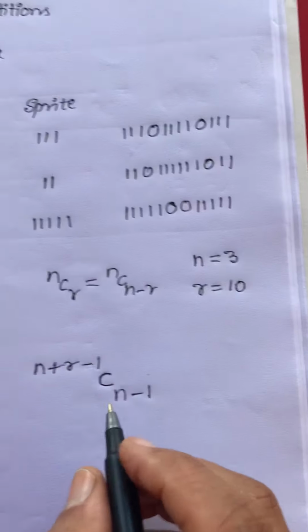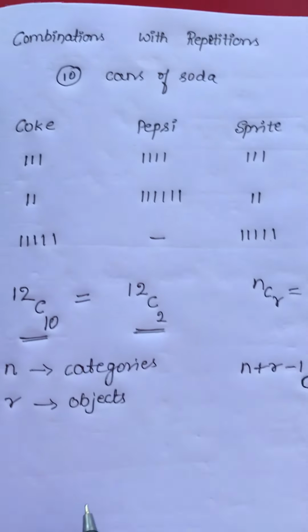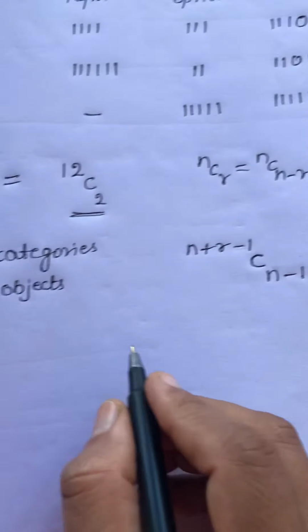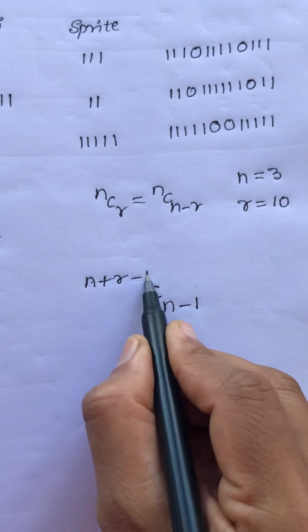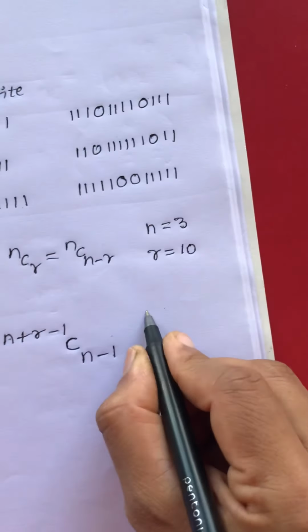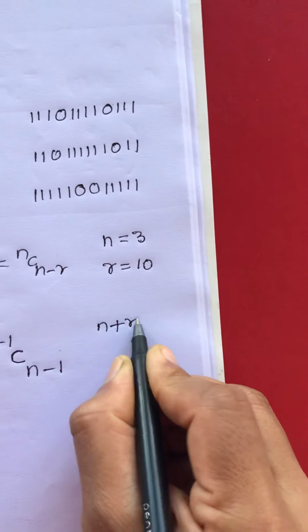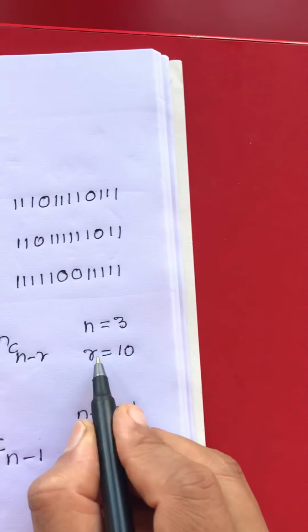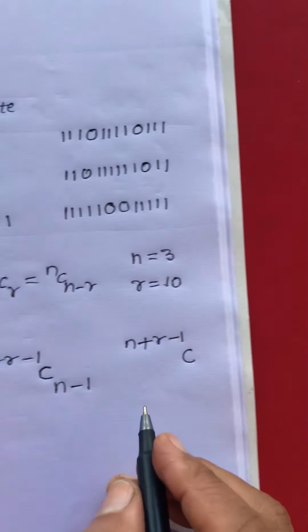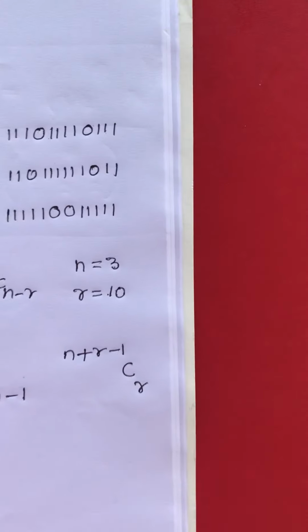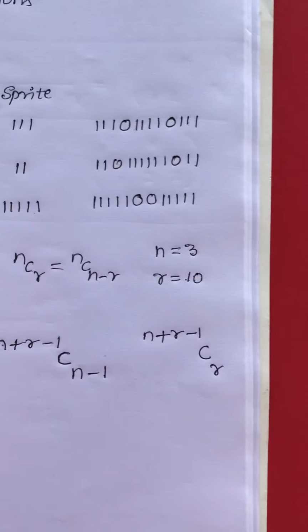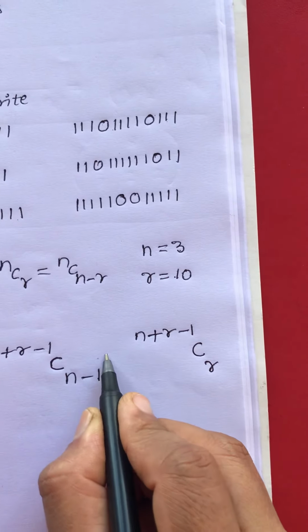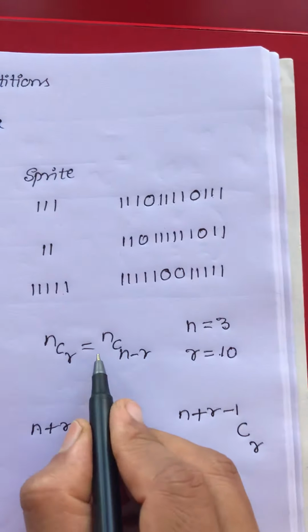Or if we want to write it in this form, what will it be? This number, n plus r minus 1, will be the same. So n plus r minus 1 C 10. What is that 10? 10 is nothing but the number of objects we want. Number of objects in general is r. So n plus r minus 1 C r. Both the formulas will give you the same answer because of this property.